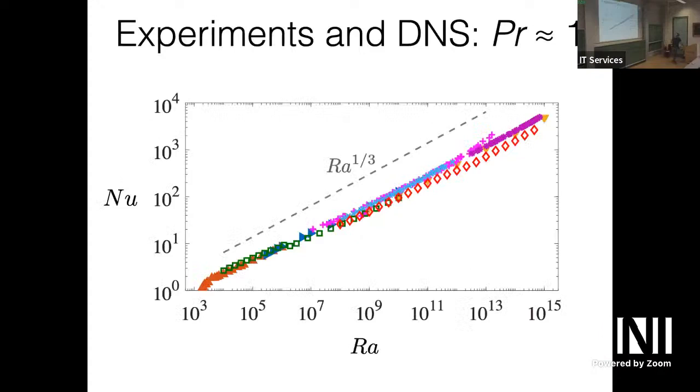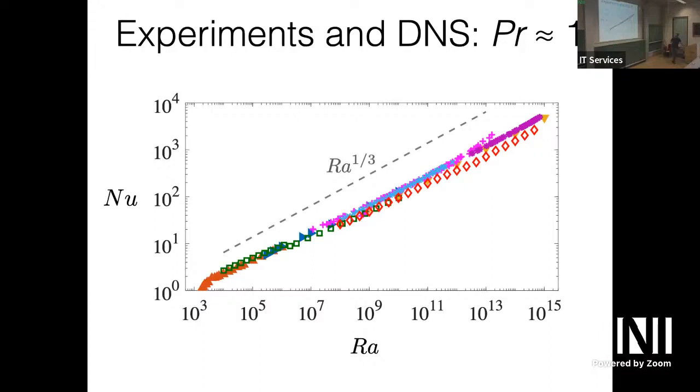So let me show you the data. This is the data for all experiments and simulations where the Prandtl number is close to 1 or estimated to be close to 1. In experiments it's not always obvious, because you're using helium close to the critical point and you're just doing your best to estimate material properties. You can see on this plot that the growth rate is typically a little slower than Rayleigh to the 1/3, but maybe there's something happening at the upper end.